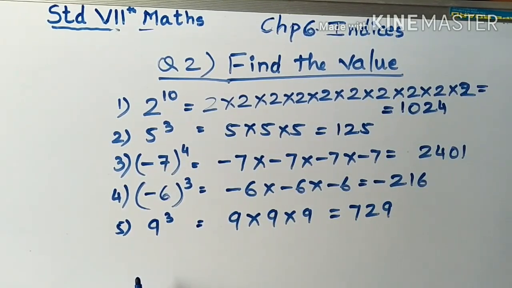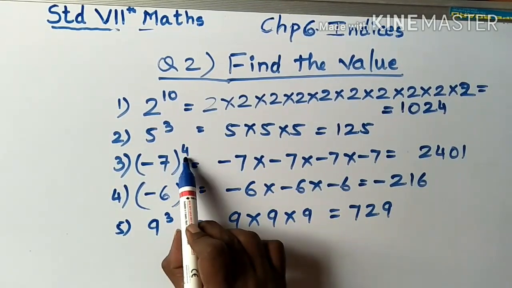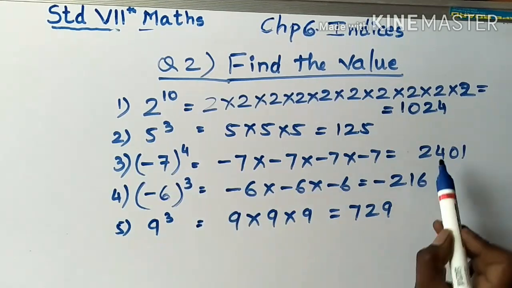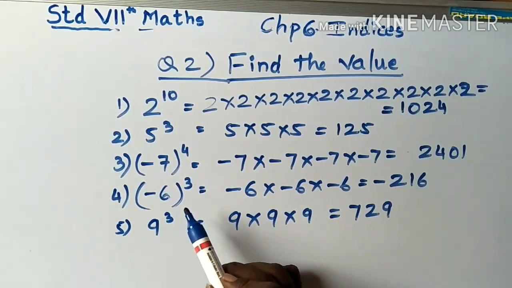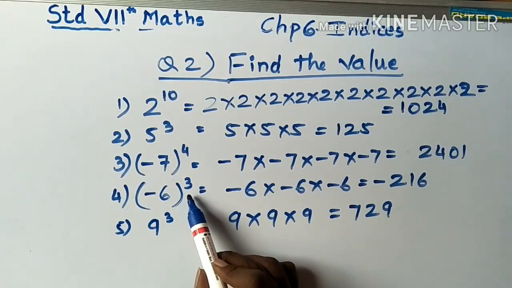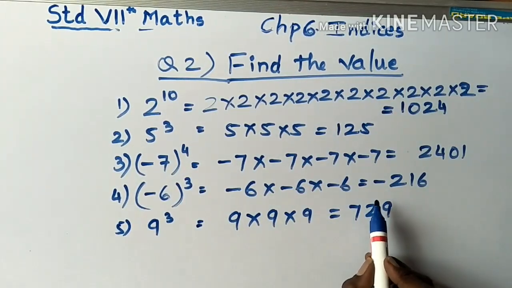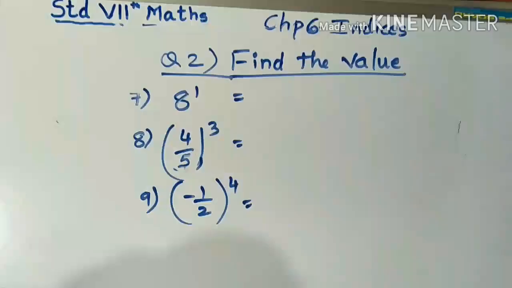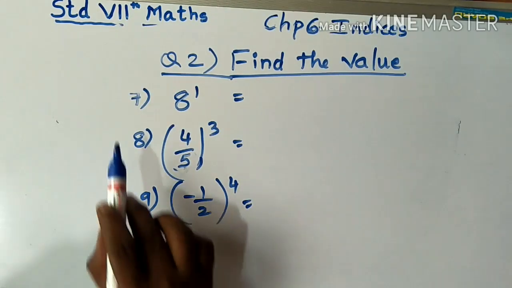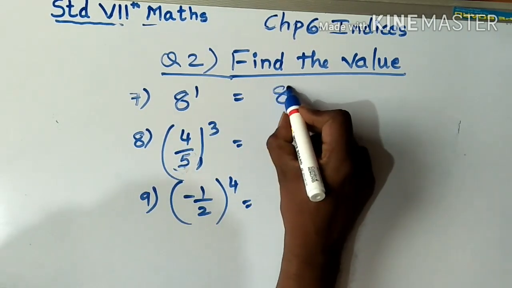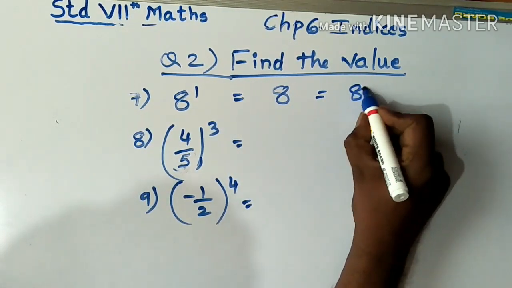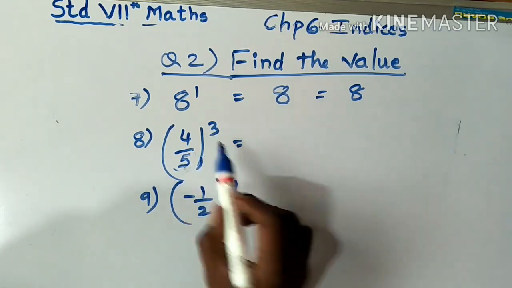But remember students, one more thing. If the index is an even number, the answer will be positive. If the index is an odd number, the answer is negative. Next, seventh sum, 8 raised to 1, that means you have to multiply 8 only one time and the value you get is 8.